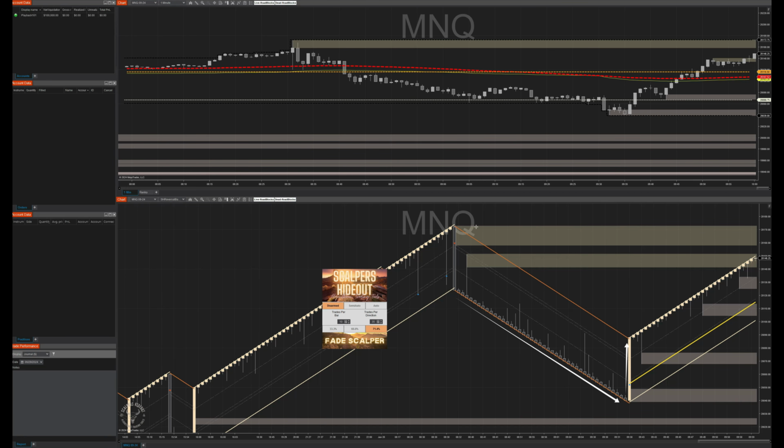So you'll notice all these wicks you see, these are pullbacks within this trend. And you'll see that none of them reached the absolute top, which would have created a new reversal bar. So what this does is it allows us to stay in a trend, and it allows us to fade these wicks, and we can get some amazing scalping.